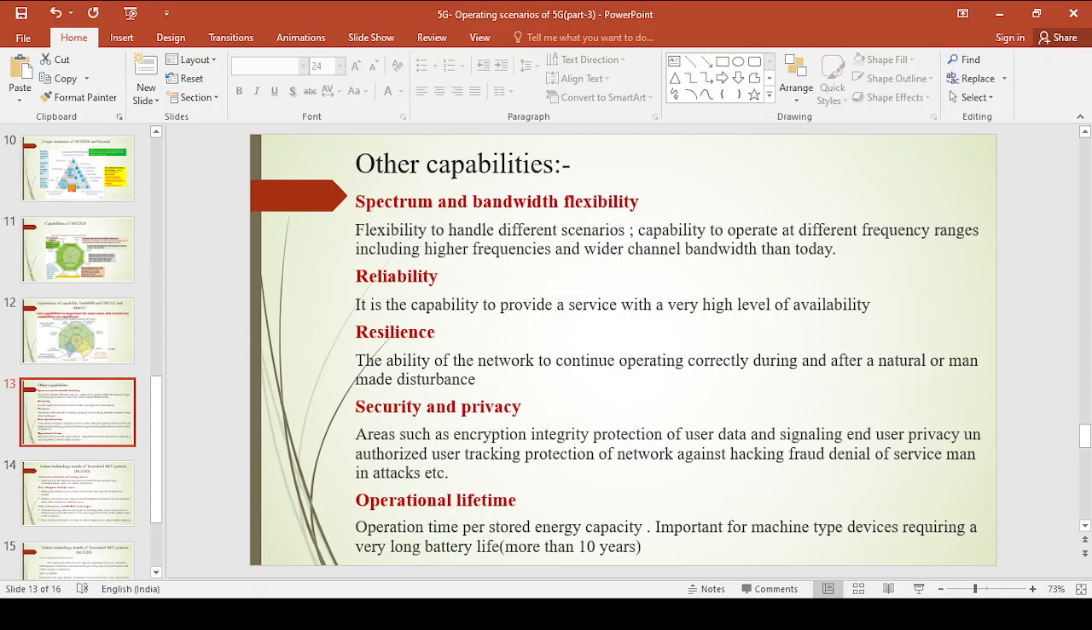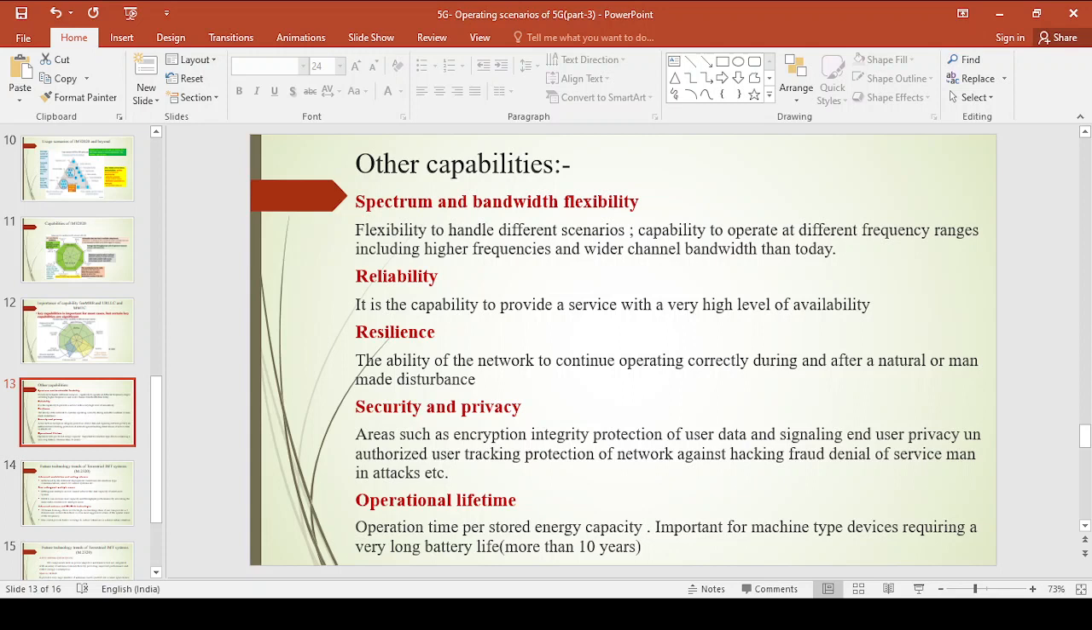And the next capability is operational lifetime, operation time per stored energy capacity. Now this is important for machine type communication because it requires a very large battery life, approximately more than 10 years. Operational lifetime is nothing but operation time per stored energy capacity. This is important because we require a very long battery life, right?